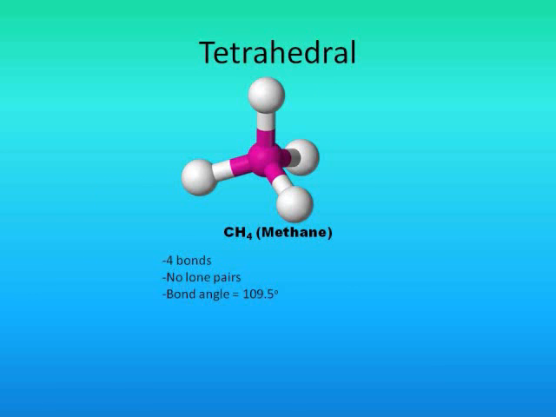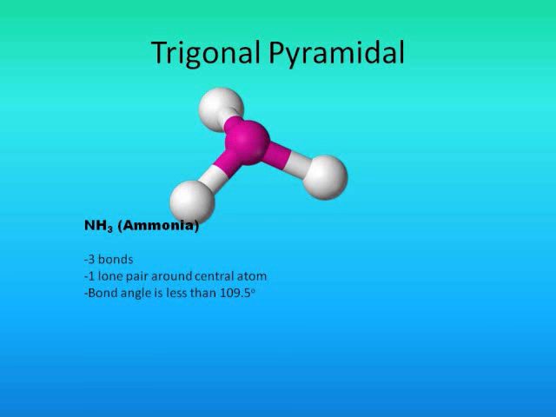The next shape is tetrahedral. An example of this is methane. All nonpolar tetrahedral molecules have a bond angle of 109.5 degrees. Trigonal pyramidal is the next molecular geometry. Ammonia is an example of a molecule that exhibits this shape. It has 3 bonds and 1 lone pair. The average bond angle for this molecule is less than 109.5 degrees.